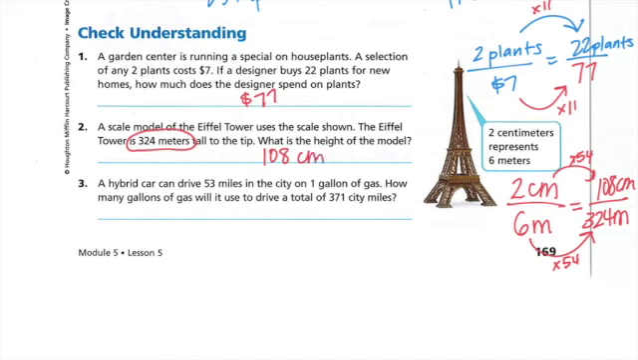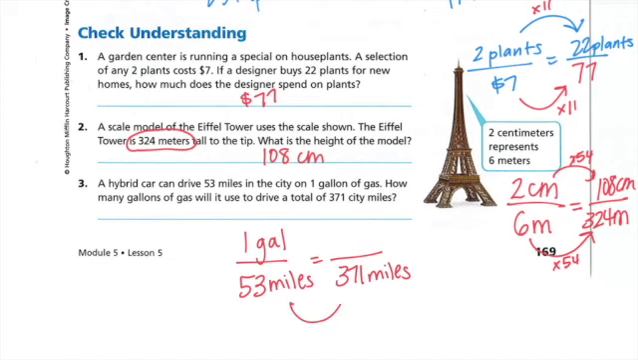All right, a hybrid car can drive 53 miles in the city on 1 gallon of gas. How many gallons of gas will it use to drive a total of 371 miles? So 1 gallon is 53 miles. And then we have 371 miles. Now, it doesn't matter which one's on top or bottom, as long as you have both the miles in the same spot. So again, I have no idea what I'm multiplying here, but I can divide and work backwards. And I can do 371 divided by 53 is 7. So that's 7 gallons.